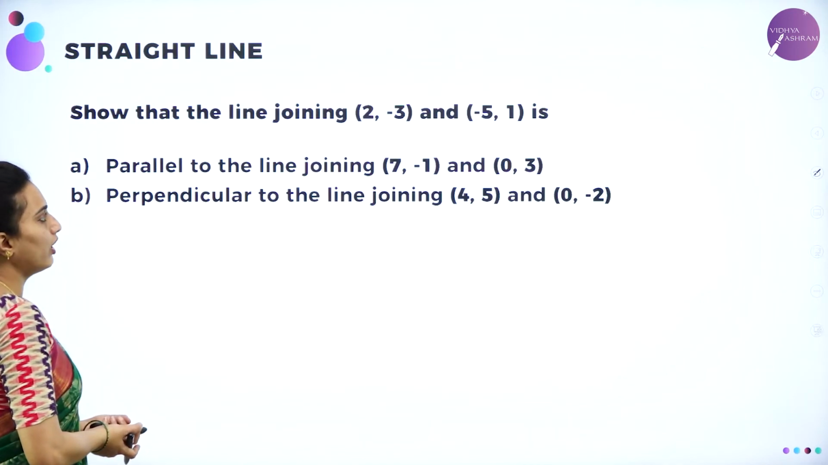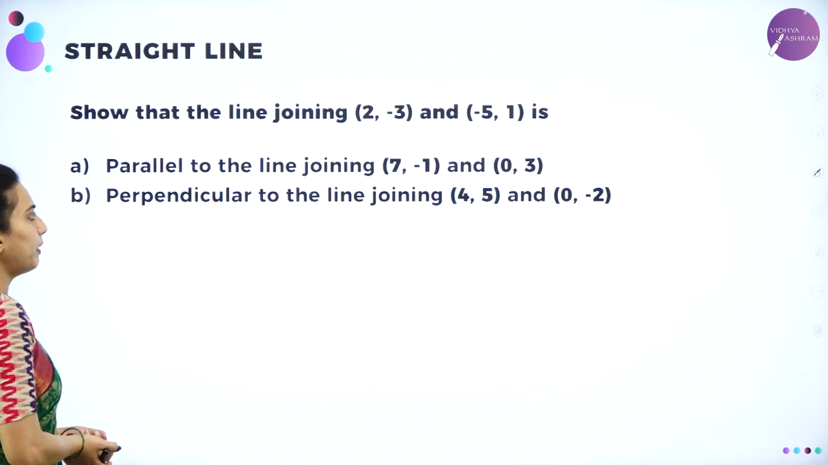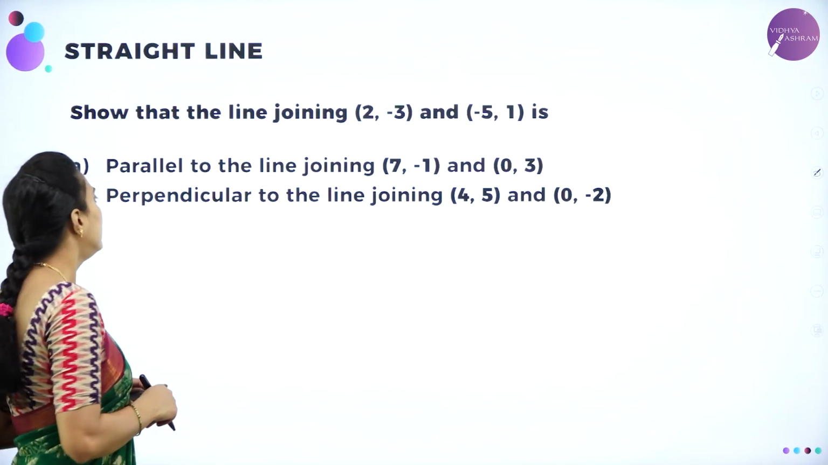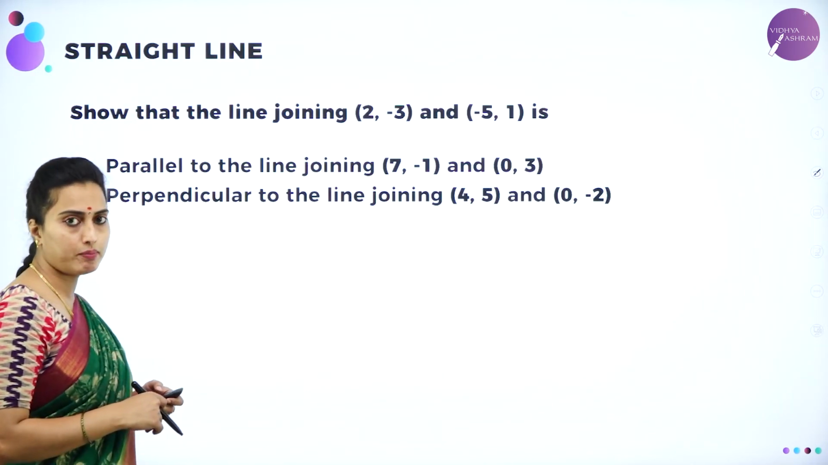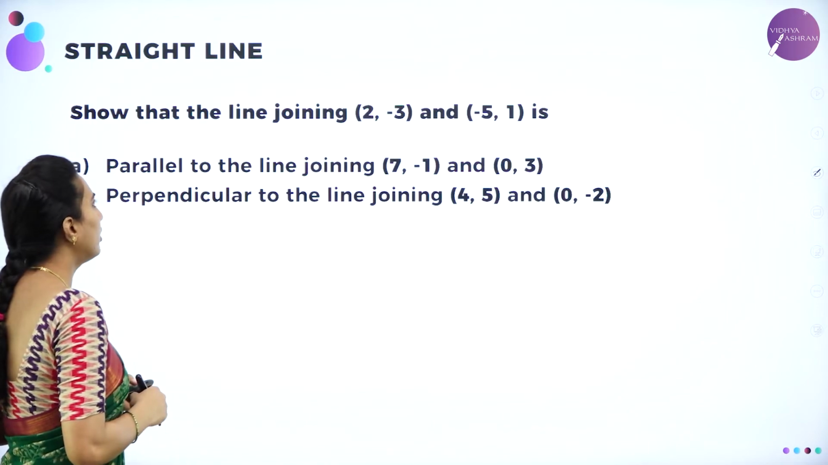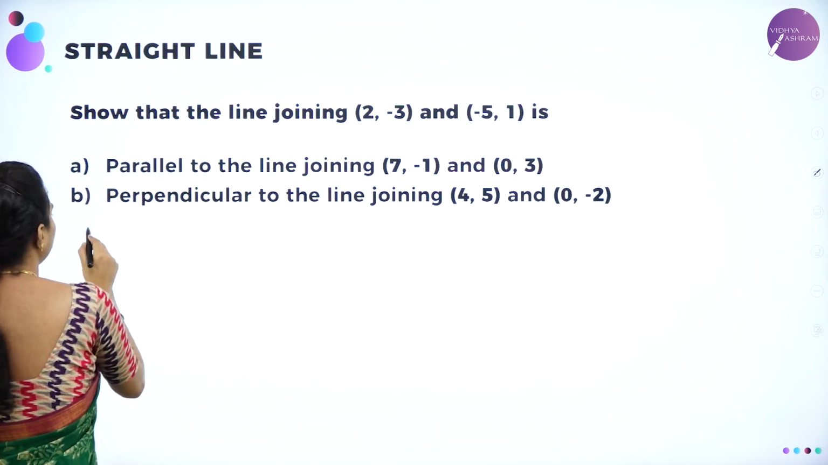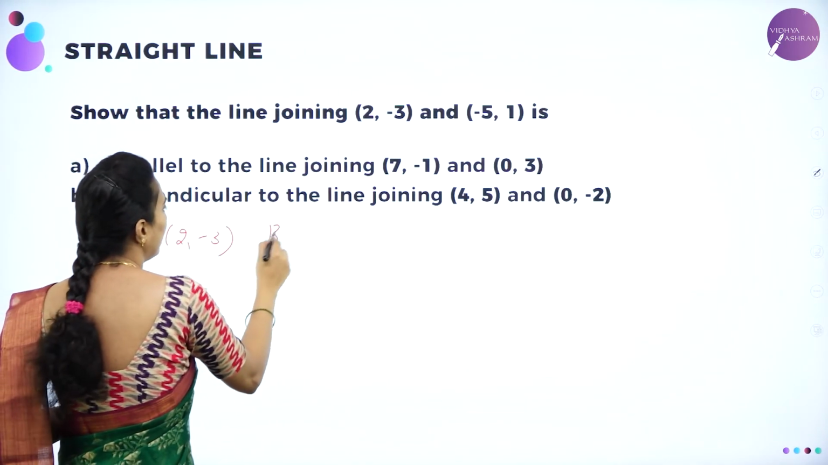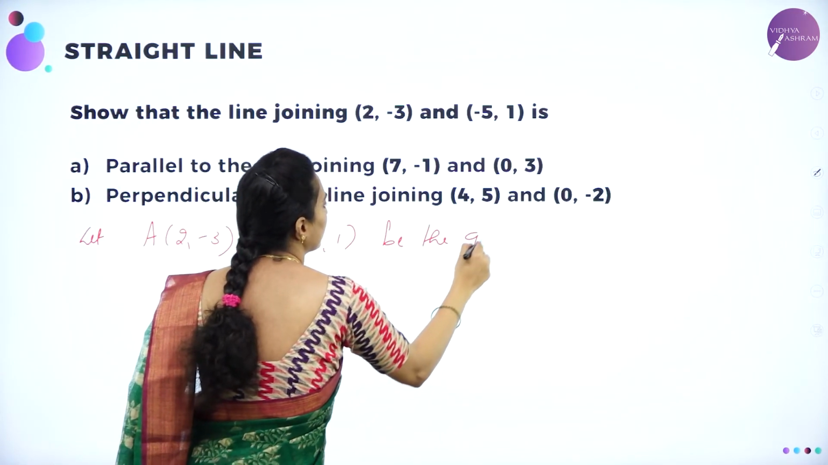Show that the line joining (2, -3) and (-5, 1) is parallel to the line joining (7, -1) and (0, 3), and perpendicular to the line joining (4, 5) and (0, -2). Let me find out now. Slope of the line is nothing but this one. Here I am considering A of (2, -3) and B of (-5, 1) to be the given points.